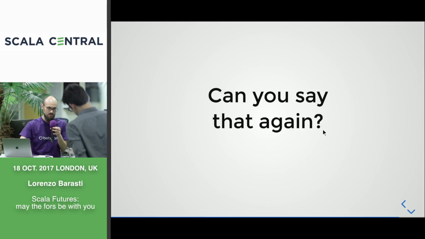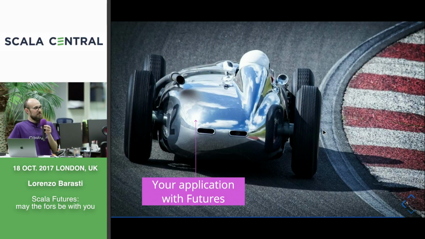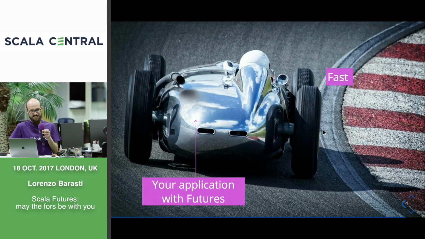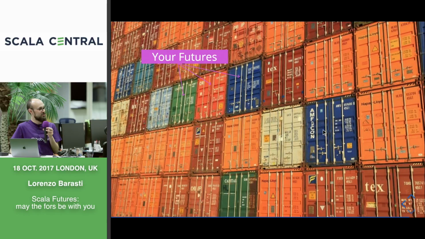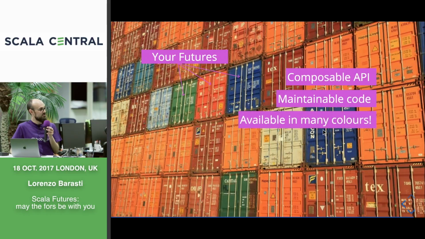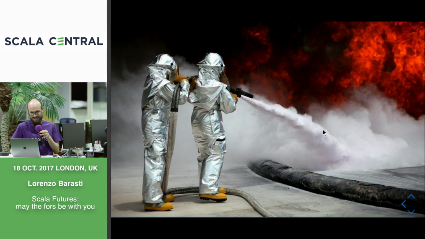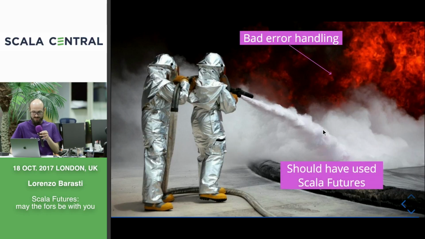Right. So to recap, it's going to be super, super fast. This is your application with futures. It's fast, it's responsive, it's awesome. These are your futures. They're composable with their API. They lead to writing maintainable code, and they're available in many colors. I guess that's the slide I've got. So this is you without futures. Better handling. Should have used Scala Futures.